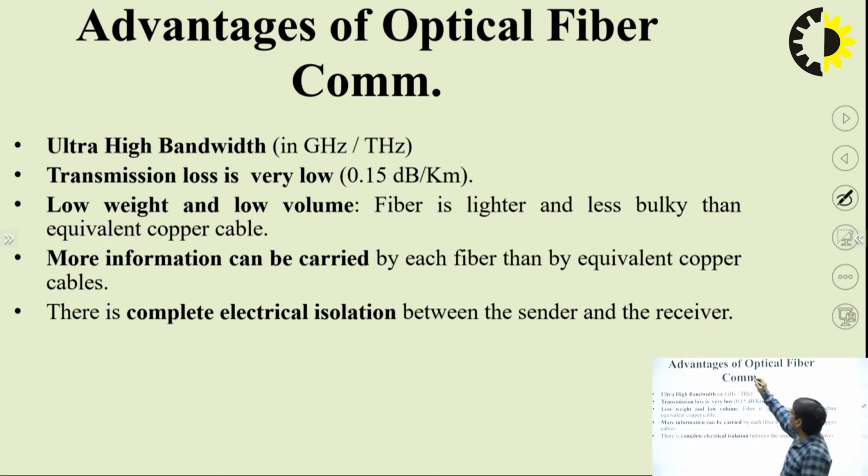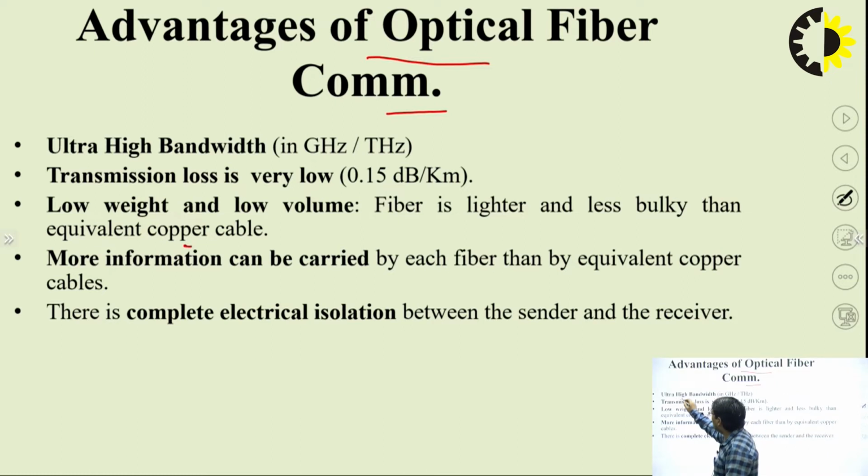Now what are the advantages of optical communication system? For considering the optical communication system, we are taking the advantages of optical fiber cable as compared to any other media like coaxial cable, copper waveguide, or maybe the other media, wireless media, etc. So the main advantages of optical communication system are ultra high bandwidth.